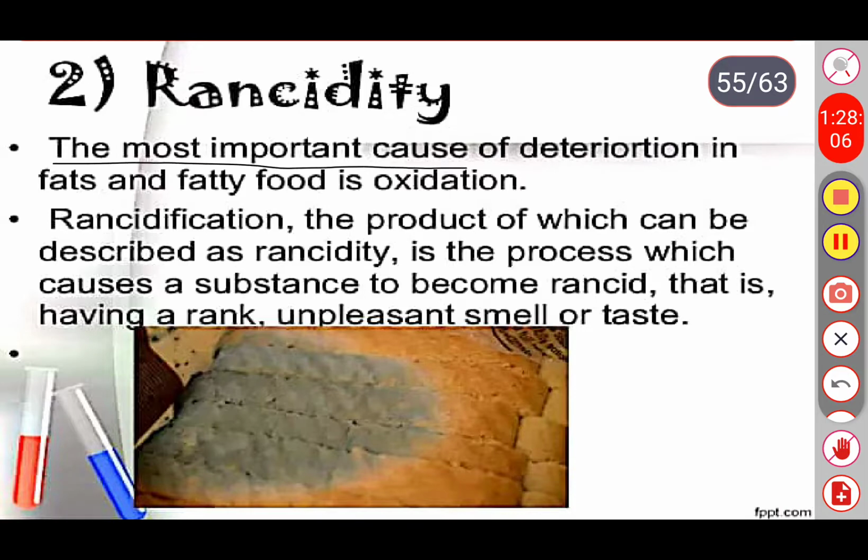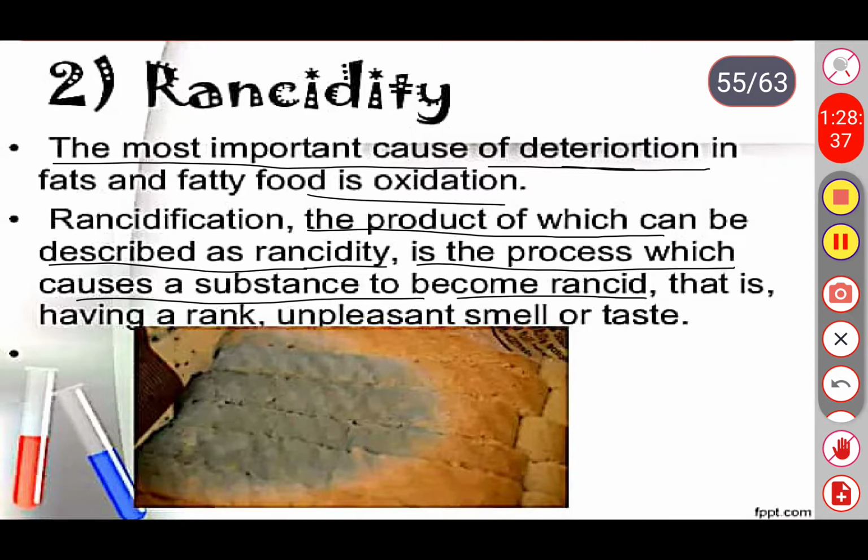Okay, so rancidification, the product of which can be described as rancidity, is the process which causes a substance to become rancid, that is, having a rank and unpleasant smell or taste. That is nothing but spoiling of the food. The spoiling of food is called rancidity.